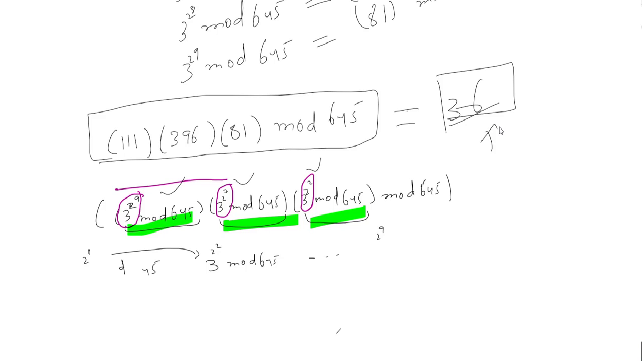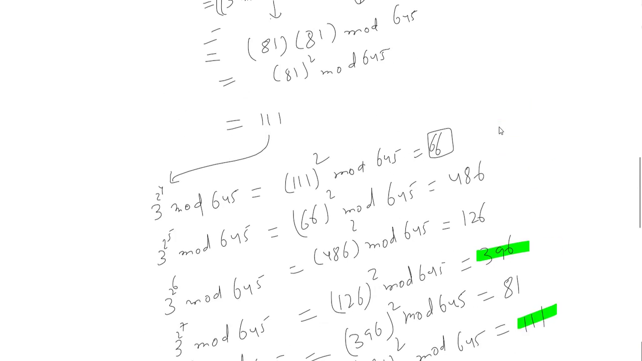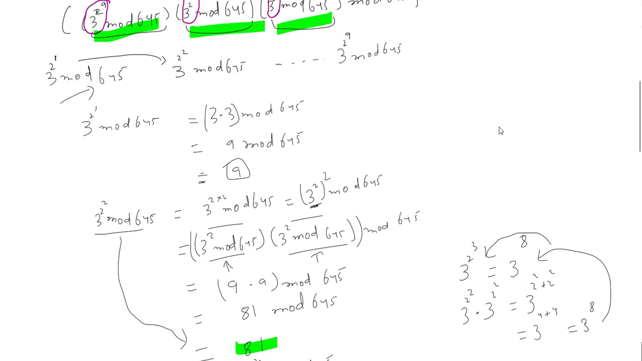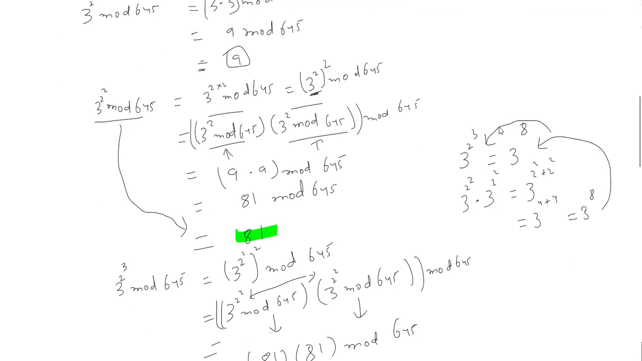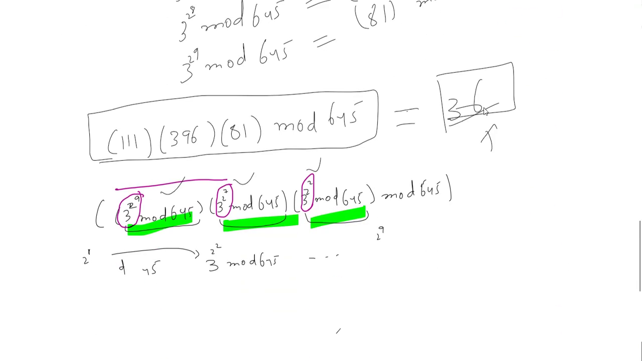And we followed it by basically doing the binary expansion of n and then calculating the values of 3 raised power 2 raised power 1 all the way up to 3 raised power 2 raised power 9 mod 645, and then that gave us this result.